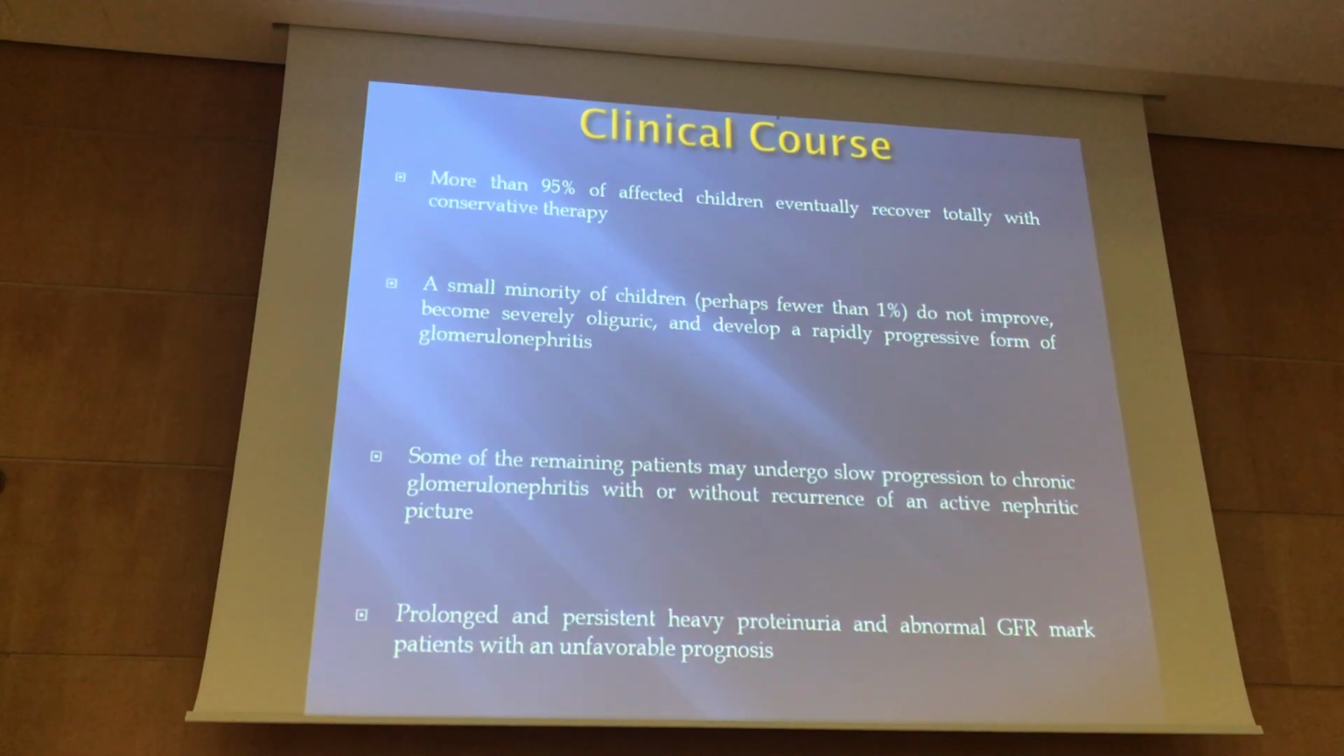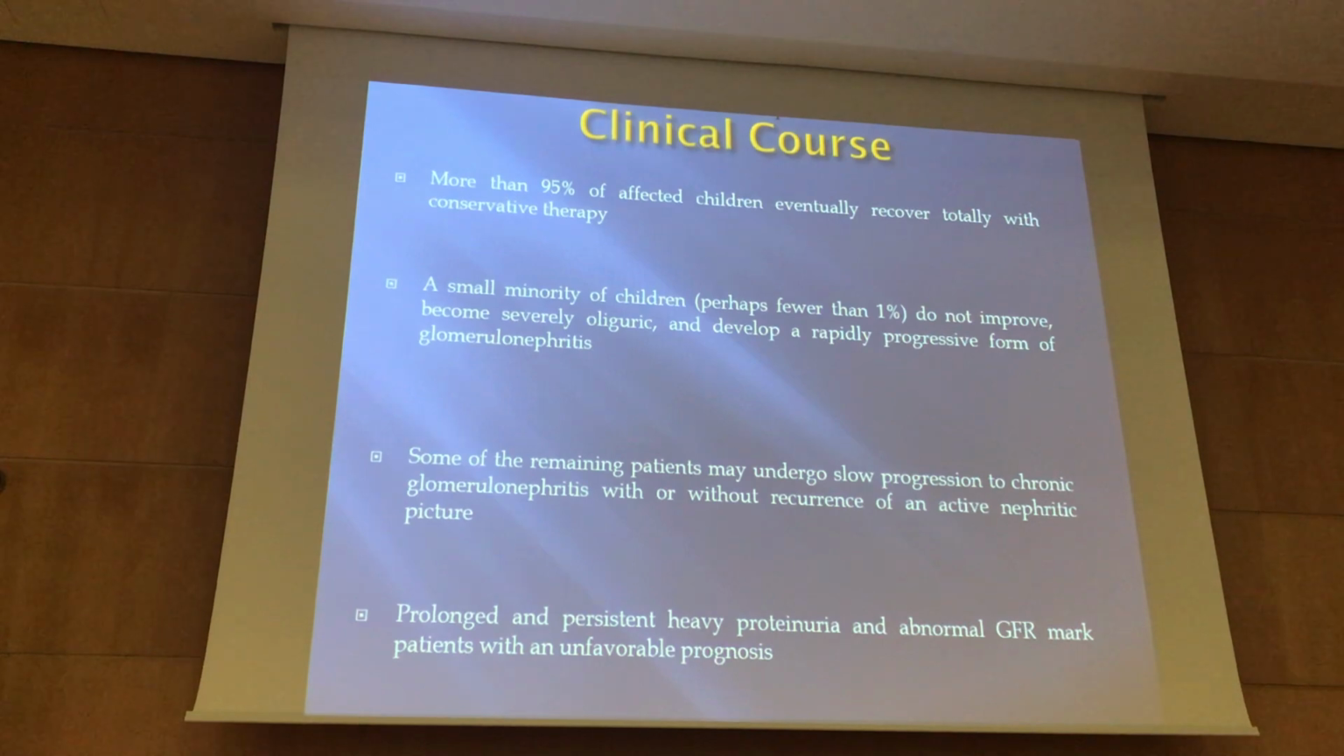Some of the remaining patients may undergo slow progression to chronic glomerulonephritis. As I said, almost all glomerulonephritis ultimately ends up in a chronic one. Prolonged or persistent heavy proteinuria and abnormal GFR mark patients with an unfavorable prognosis.